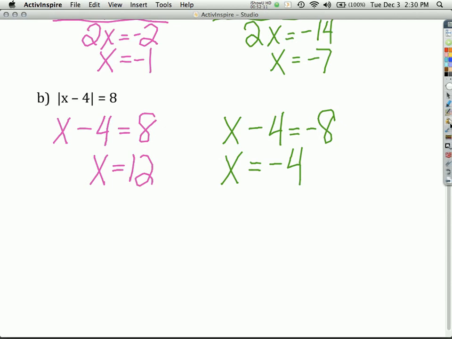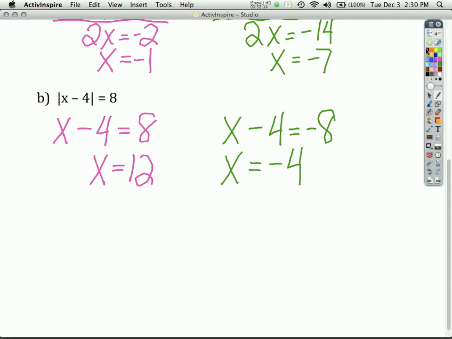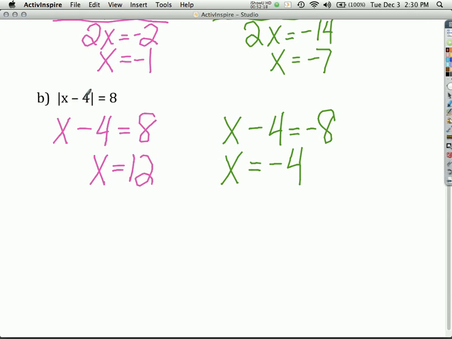So now I'm pretty sure that those are the solutions, but let's check them out and make sure they work. 12 minus 4 is 8, and the absolute value of 8 is 8. Negative 4 minus 4 is negative 8, and the absolute value of negative 8 is 8. So these are the two solutions to the absolute value equation.